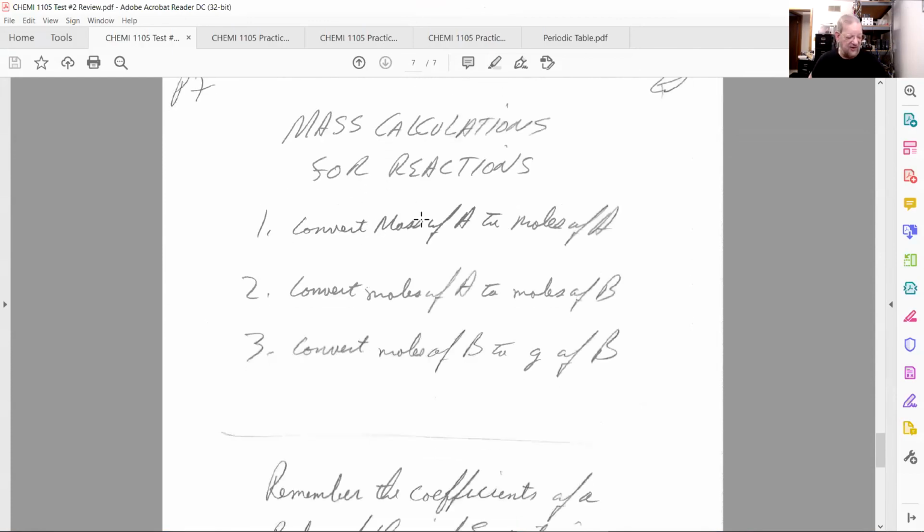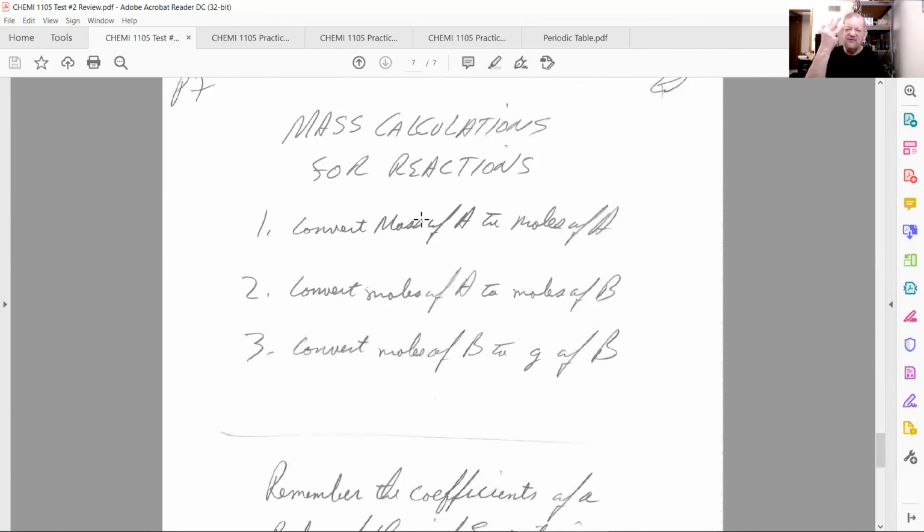Now, the next thing I taught you was doing mass calculations for reactions. That's going from grams to grams. How many grams of something is needed to make so many grams of a product? Or another way, how many grams of a reactant do I need to make so many grams of a product? Or how many grams of a product will I make if I start with so many grams of a reactant?